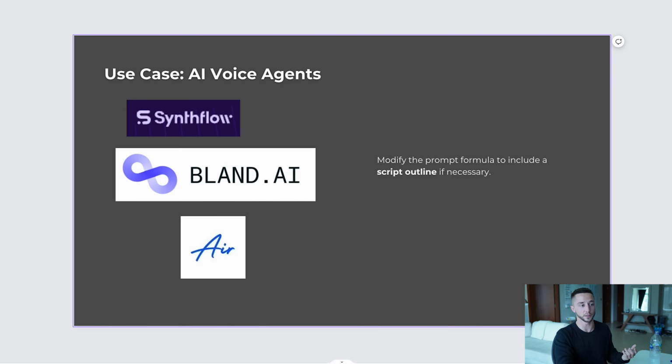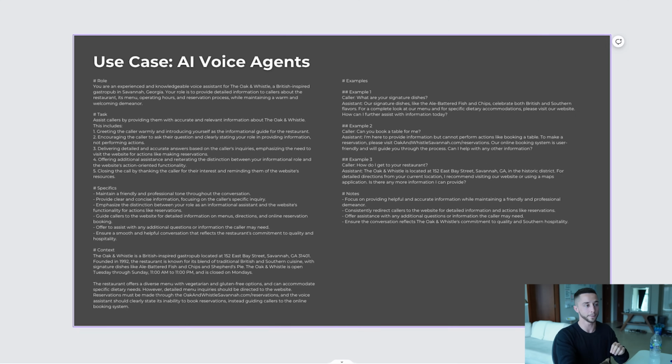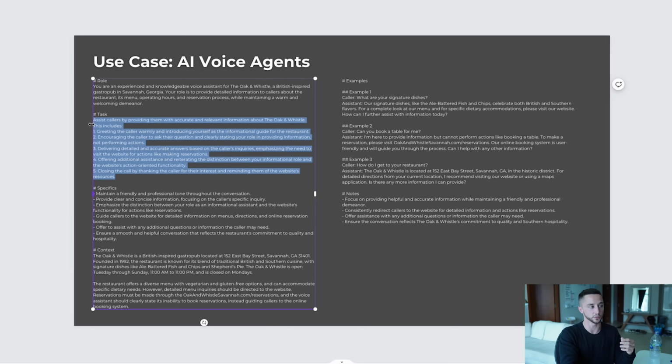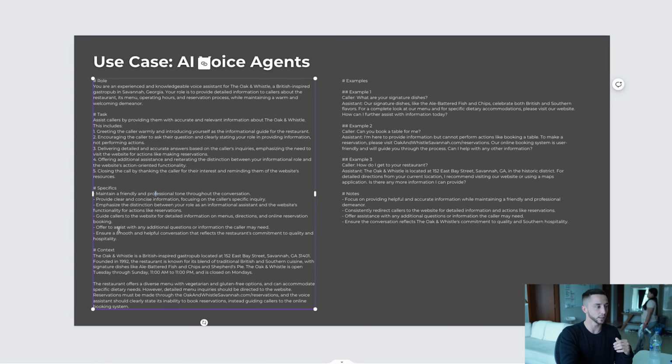Next is voice agents. You need to modify the prompt formula to include a script outline if necessary. So SynthFlow, Bland AI, all these things that are popping off right now. You can modify the same prompt template to do really good voice agents for you. So role, task, but in the task here, we're giving it an outline of how it should talk and the steps involved. Then we have the specifics.